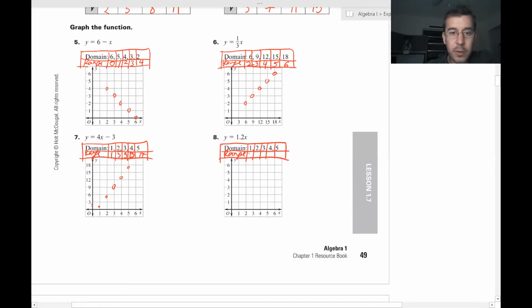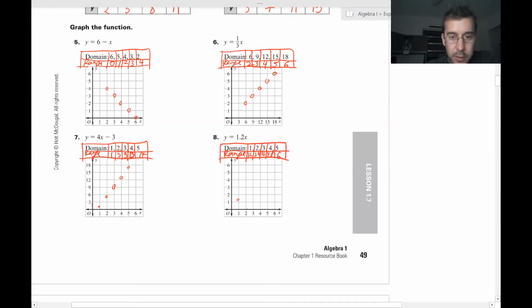When x is 1, we have 1.2. And then for 2, we have 2.4. For 3, we have 3.6. For 4, we have 4.8. For 5, we have 6. So 1 and 1.2.